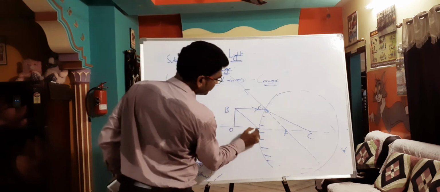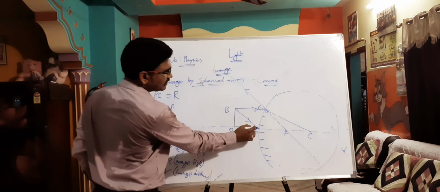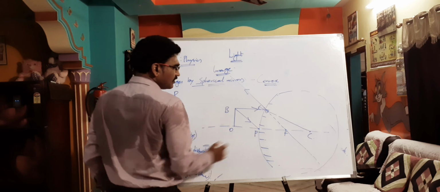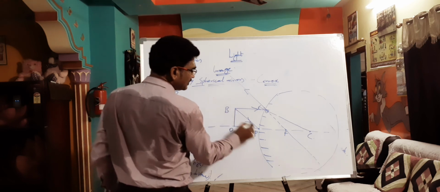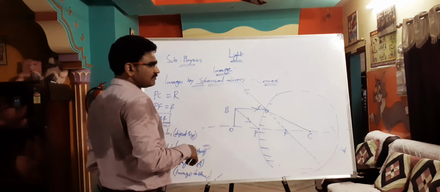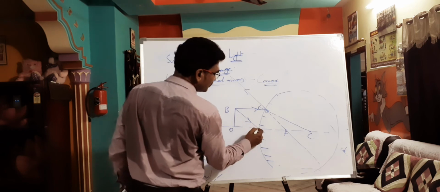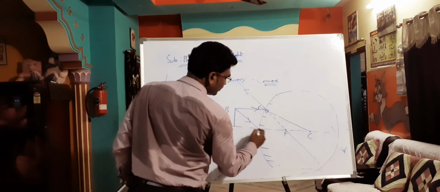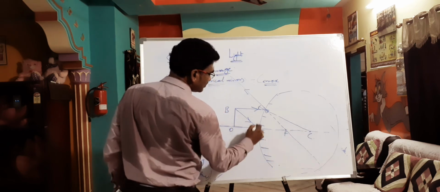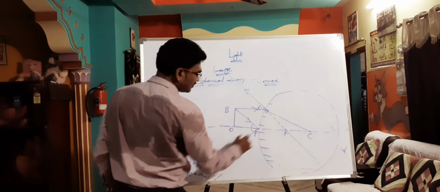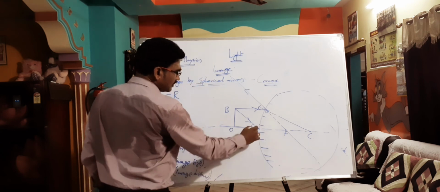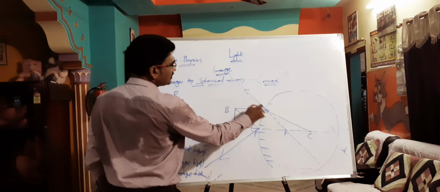Another incident ray I have taken. This is another incident ray which has fallen on P. Again you want to know how it will reflect. This is the incident ray, and at this point you have to draw the normal. From here, this is the normal. Then there is the angle of incidence and the angle of reflection, then this is the reflected ray. So this is one reflected ray, this is another reflected ray.